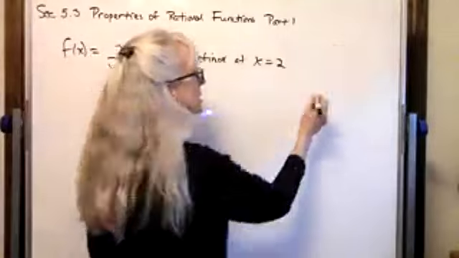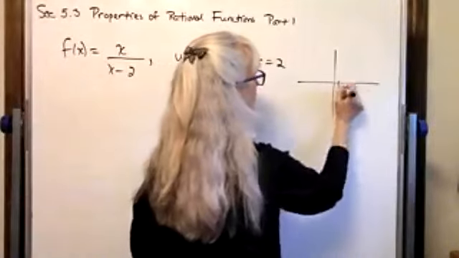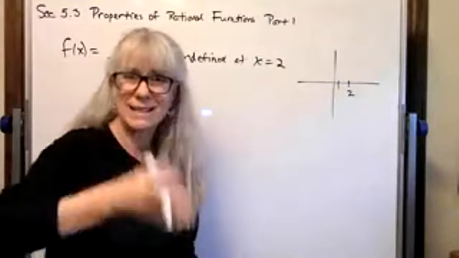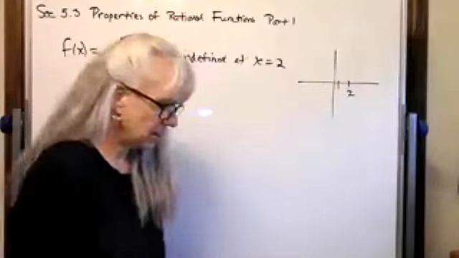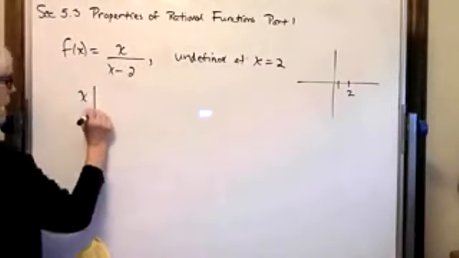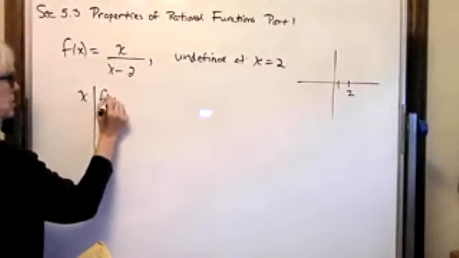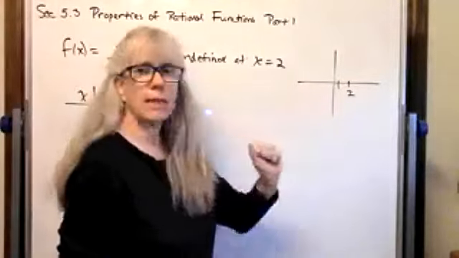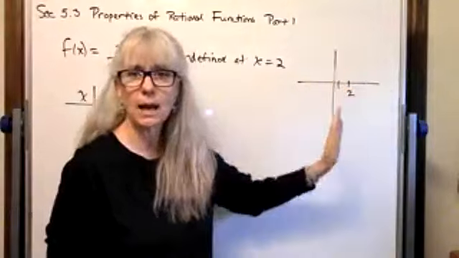So the question is what happens to the graph over here when x is 2? What happens if we can't cross that? What do we do instead? So what we're going to do is build a table, and we're going to investigate what happens as we get closer and closer to 2 from both sides. So we're going to approach 2 from the left side, and then approach 2 from the right side and see what happens to it.